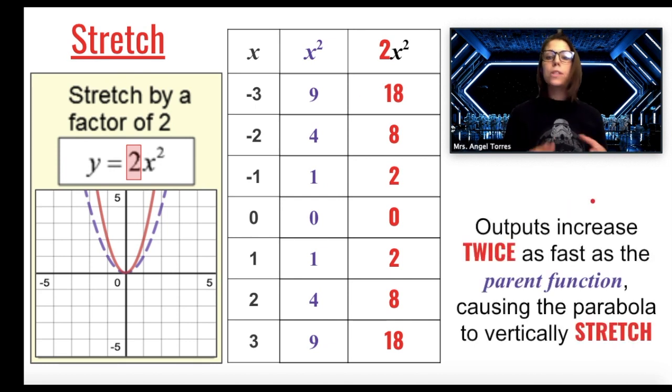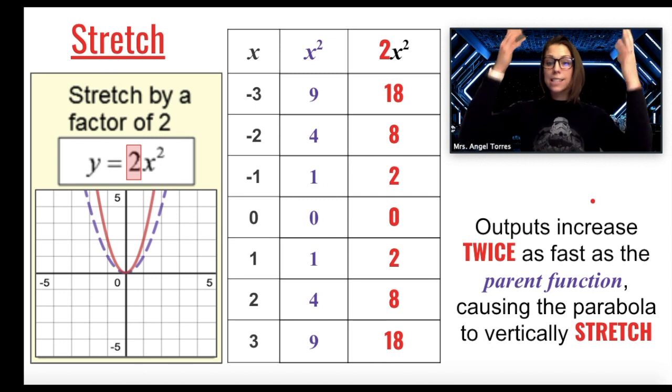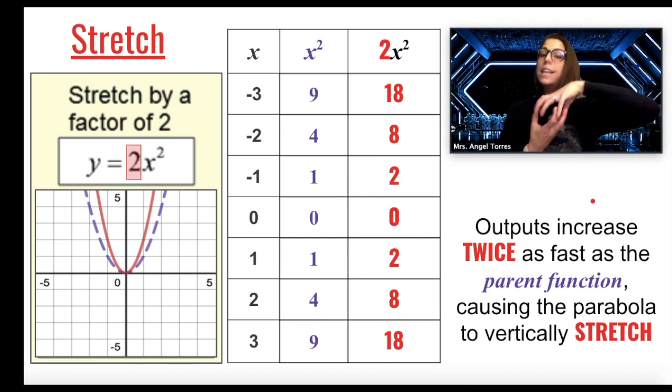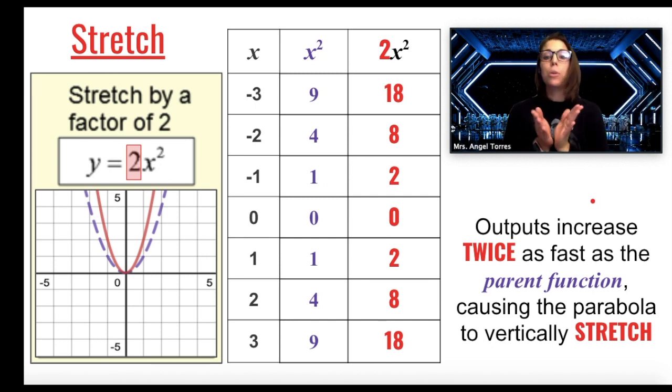Well, our outputs are increasing twice as fast as the parent function, causing that parabola to vertically stretch. As something increases at a faster rate, it's going to grow much faster, and your parabola is going to get thinner and thinner and thinner.